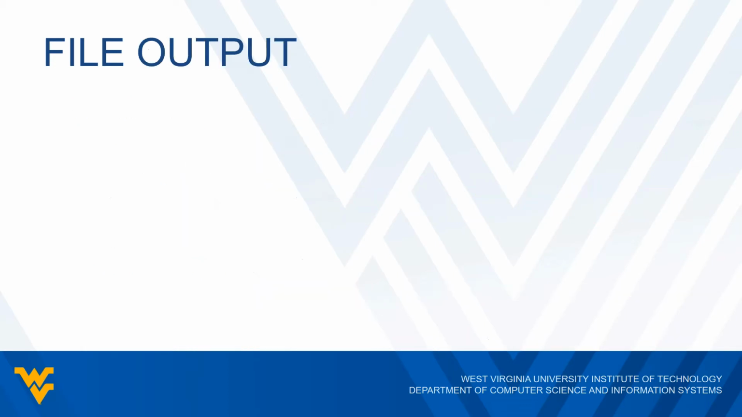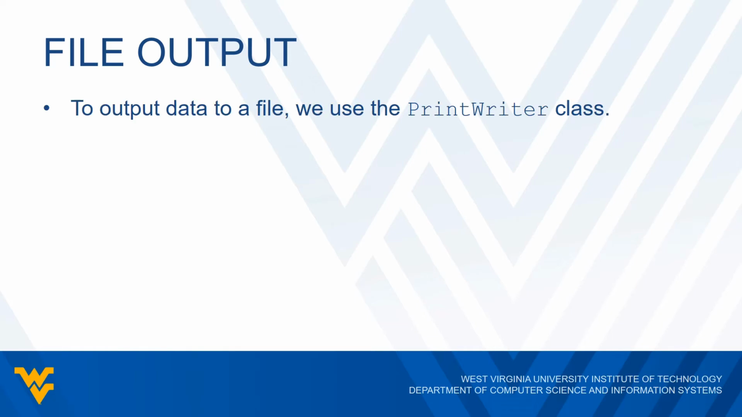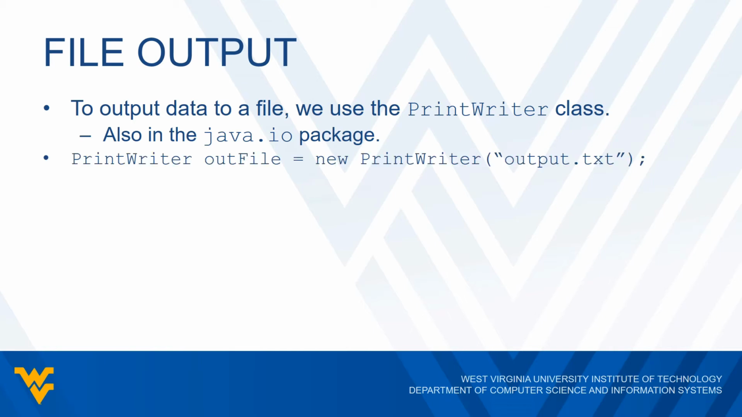Now, what about outputting data to a file? If we want to do that, we have to use a different class, which is called the PrintWriter class. Just like with the FileReader class, this is also in the java.io package. So we don't have to worry about including any additional packages if we want to either read from a file or write to it. We can just use the same package for both. The syntax for this would be PrintWriter outFile equals new PrintWriter output.txt, where output.txt is our example output file.